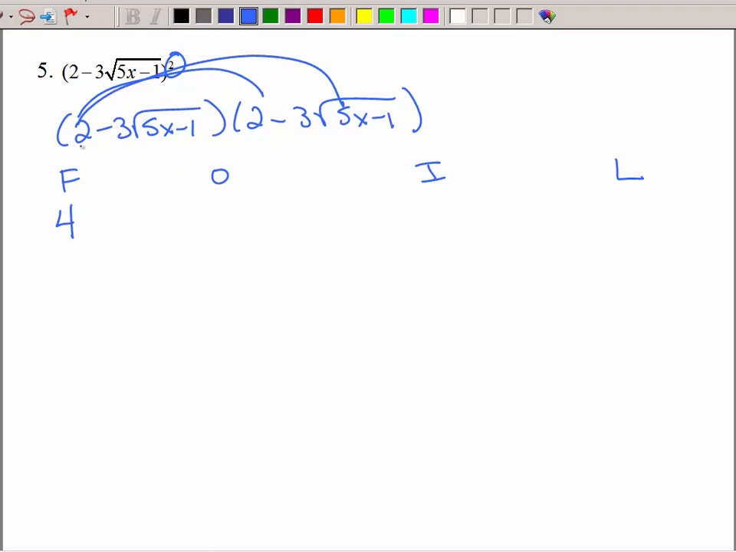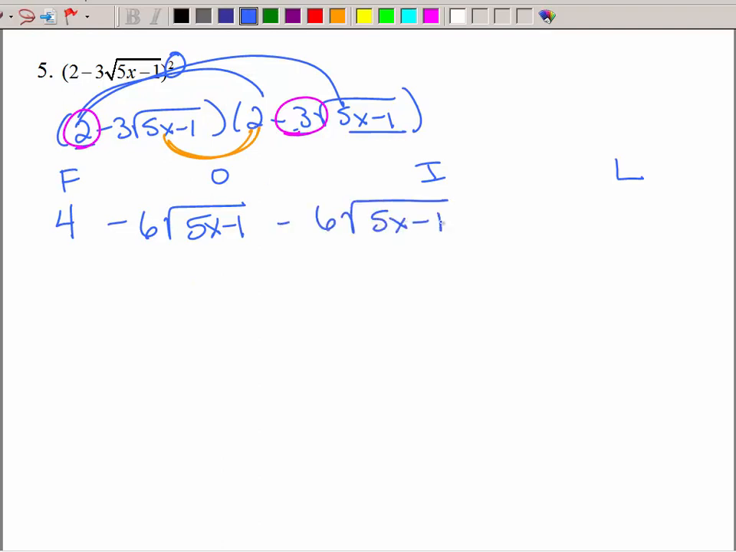Then here, positive times a negative is a negative, and these are outside the radical, so that would be minus 6, and then we have the radical of 5x minus 1. We have the inside, and notice that's the same thing. 2 times negative 3 is negative 6, and keep the radical. Then the last, so we have a negative times a negative is a positive. 3 square root of 5x minus 1 times 3 square root of 5x minus 1.